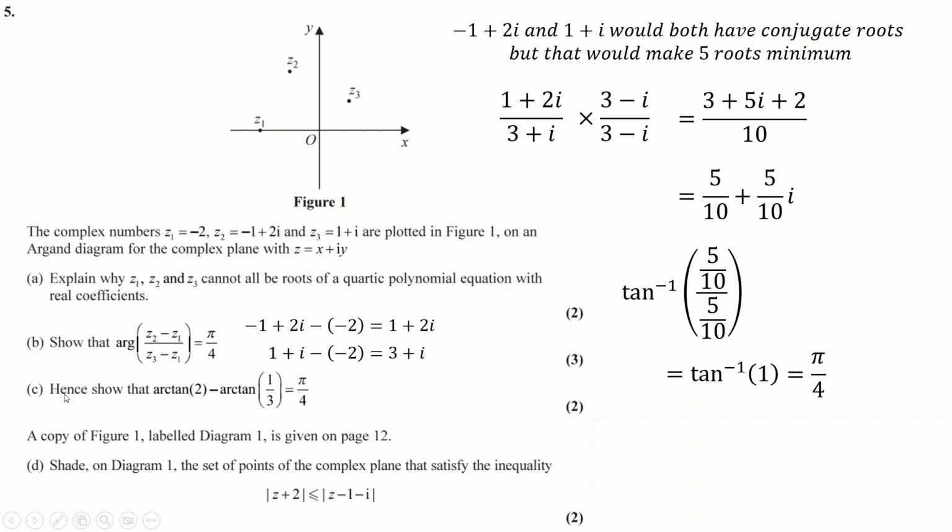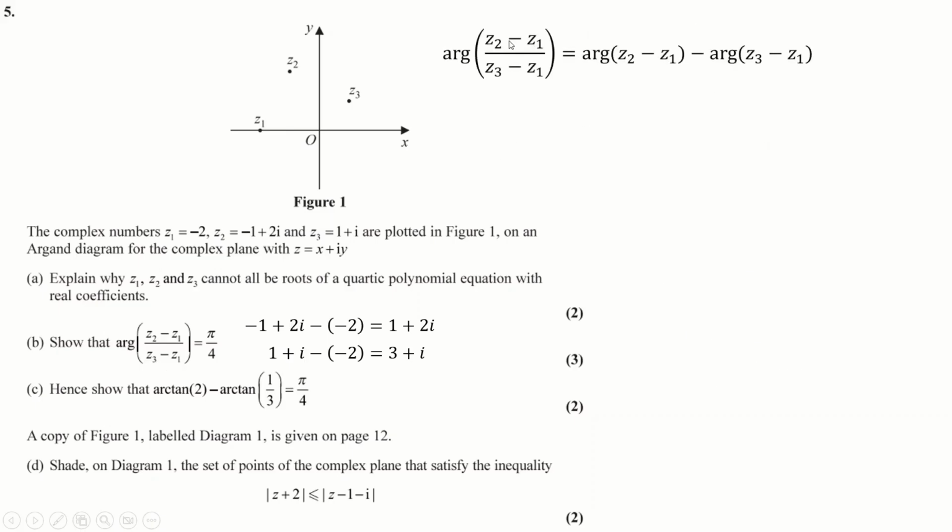Hence show this thing here. Now, what we need to say here is that when you're dividing two complex numbers, the argument of that complex number, once you divide them, is the same as the argument of the first one minus the argument of the second one. So this is what I've written here: when you're dividing two complex numbers, we think of this as a single complex number here. The argument of those two numbers divided is just the argument of the first minus the argument of the second.